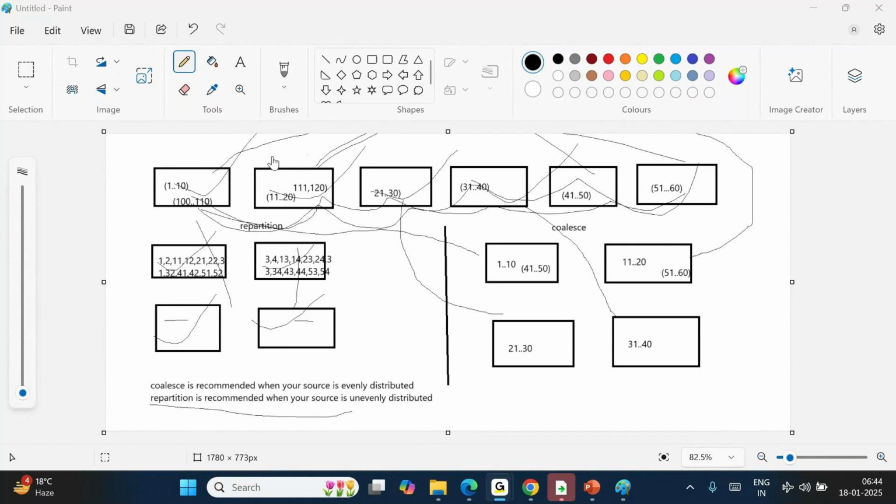When your source is already evenly distributed, then you can simply go for coalesce to reduce the number of partitions, to make sure that you are doing less shuffling. Repartition, you go for when your source is unevenly distributed. What you need to do is combine everything, then distribute to the minimum number of partitions that you have taken. Clear? Please focus on this diagram so that you can understand. Any questions, please let me know.